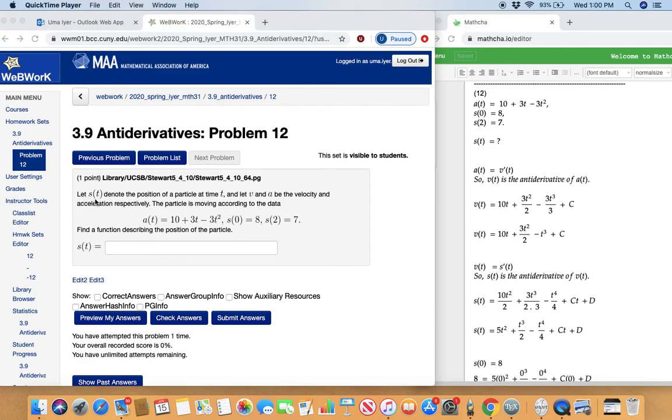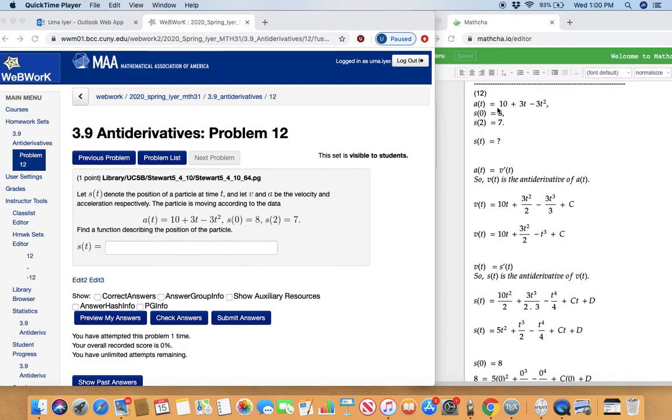So the question is, let S of t denote the position of a particle at time t, V and A be the velocity and acceleration respectively. Now, we are given the acceleration. We are given S at 0 is 8, S at 2 is 7. Then we are asked to find the function describing position. So we are asked to find S of t. Notice you are given S at 0 and 2. We are not given anything more. But this is sufficient information, of course.